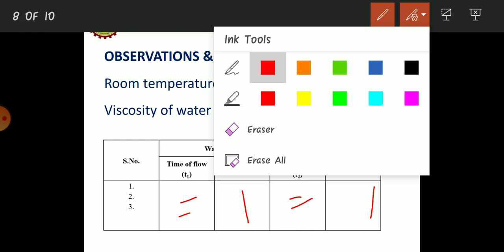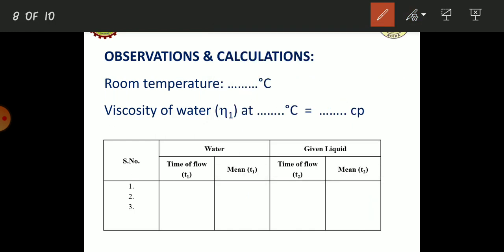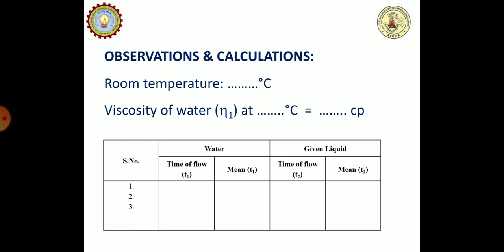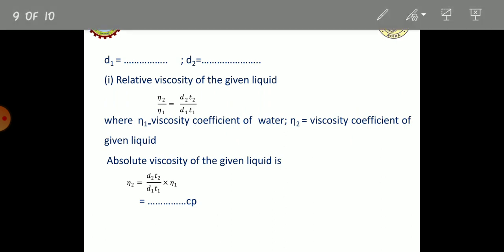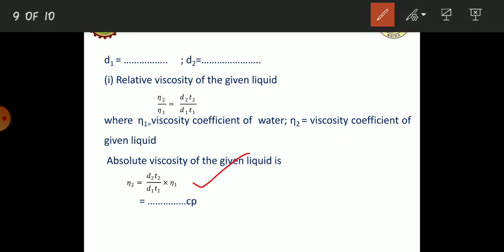After getting these readings, substitute the values into Poiseuille's equation. We already know the density of the water as well as of the liquid. The relative viscosity of the given liquid is eta1 divided by eta2, equal to d1 t1 divided by d2 t2. Sorry, eta1 divided by eta2 equals d1 t1 divided by d2 t2. Eta1 is the viscosity coefficient of water and eta2 is the viscosity coefficient of the given liquid. We want to calculate eta2, the viscosity coefficient of the given liquid. Substitute the values and we will get the answer.